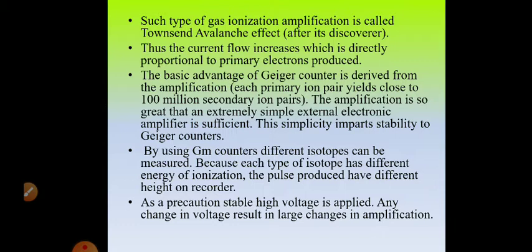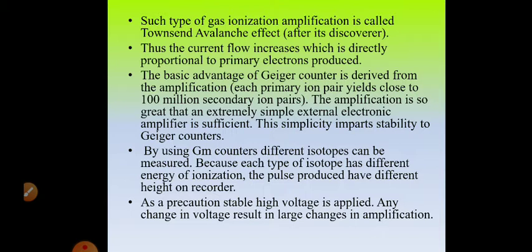The current flow increases, which is directly proportional to the primary electrons produced. This happens in the proportional region. And then comes the Geiger region where the Geiger counter operates. The basic advantage of the Geiger counter is derived from the amplification. Each primary ion pair yields close to 100 million secondary ion pairs. The amplification is so great that an extremely simple external electronic amplifier is sufficient. Initial amplification is so great, how much amplification?